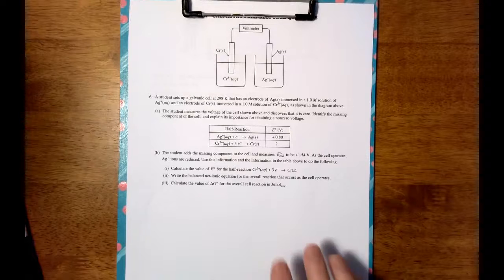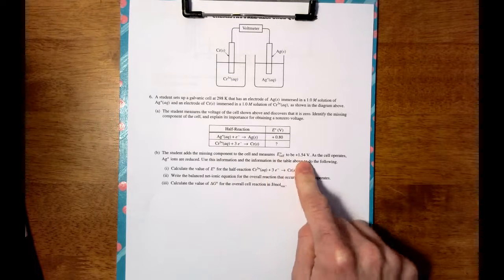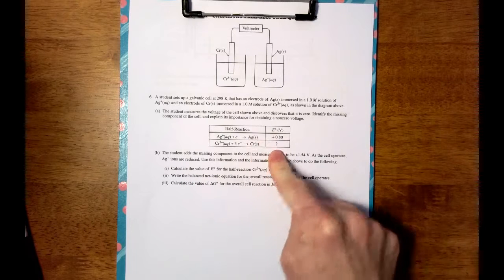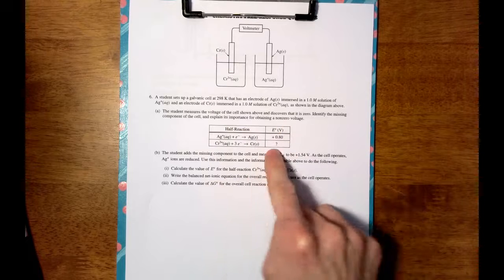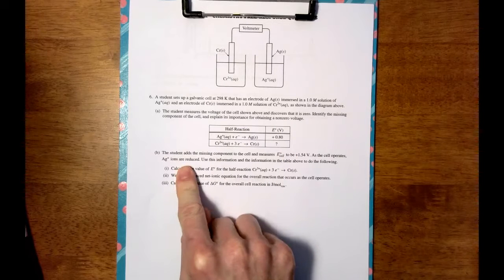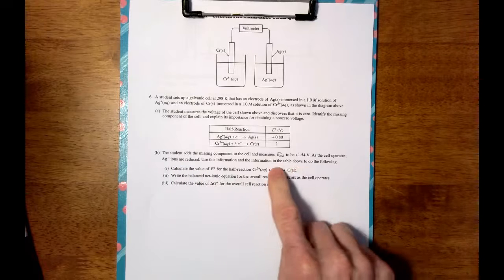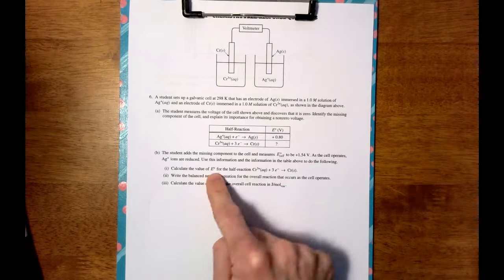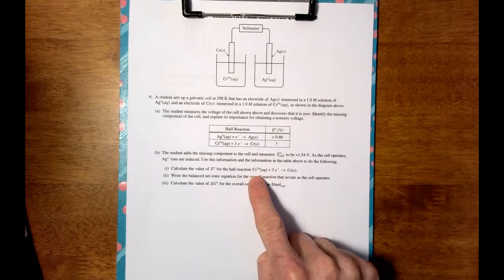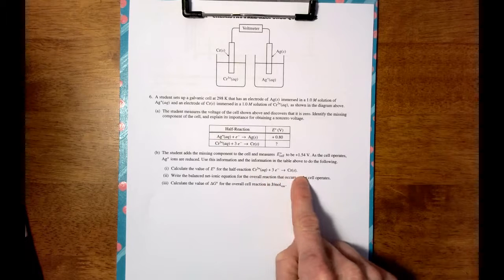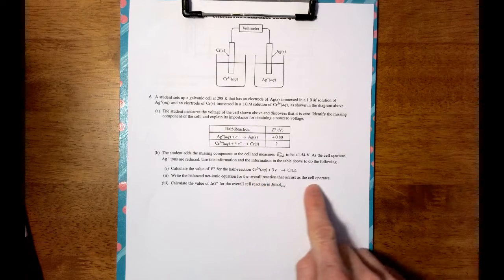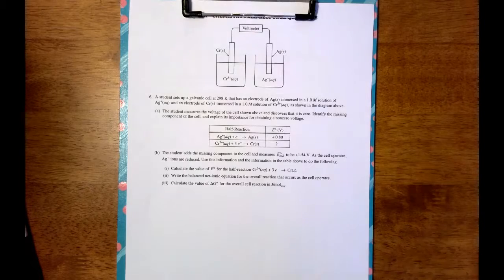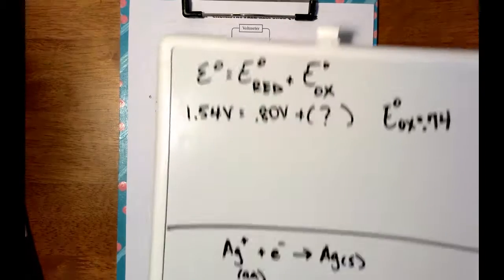B, the student adds the missing component and measures the cell potential to be 1.54 volts. As it operates, silver ions are reduced. So awesome. Even though we're not given the reduction potential of chromium, silver wins the reduction sweepstakes. Silver is reduced. Use this information and the information in the table above to do the following. Calculate the value of the electric potential for this half reaction. And notice, this is the reduction half reaction of chromium. Write the balanced net ionic equation and then calculate Gibbs free energy for the overall cell reaction in joules per mole of the reaction. So here we go.